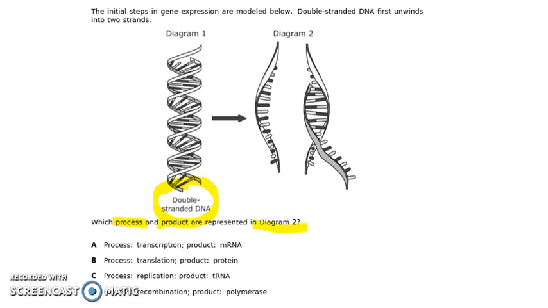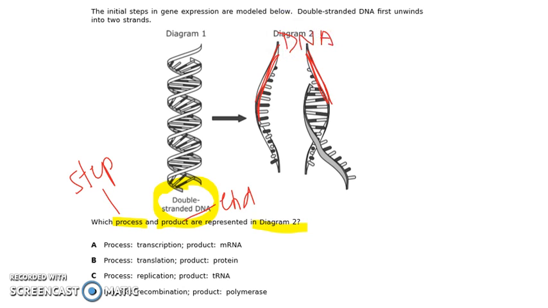So in diagram 2, it's wanting to know the process. The process, remember, is just a way of saying the step that it is. And the product is what you end with. So when we look at diagram 2, we can see that we have these two strands right here, and those are our two strands of DNA.